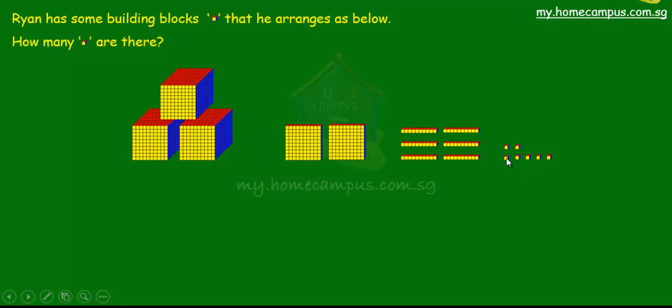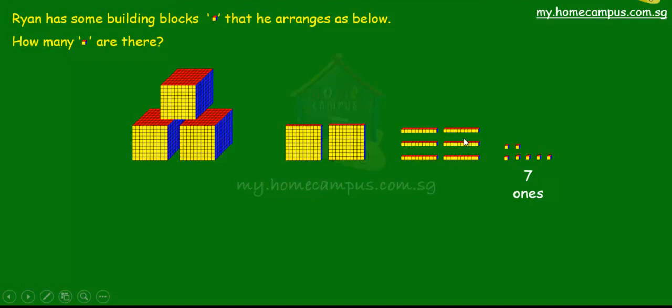Okay, so let's count the ones or the singles first, and we see that there are 1, 2, 3, 4, 5, 6 and 7 singles. Now these 7 singles are what we call 7 ones. Each of these is one unit or one block, so there are 7 ones.